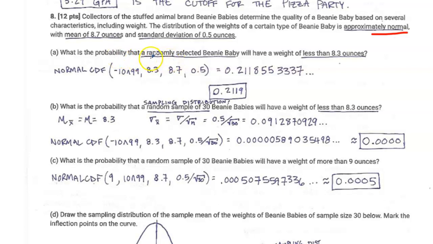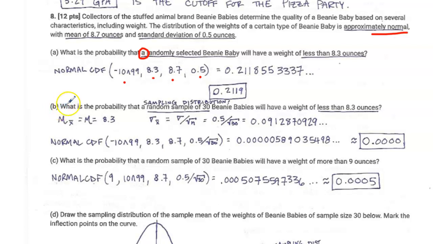Now we're looking for the probability that one randomly selected Beanie Baby will have a weight of less than 8.3 ounces. It's the same as the question before. 8.3 is the value that we're looking at. Negative 10 to the 99th is our lower bound. 8.7, 0.5 are our mean and standard deviation respectively. I got 0.2119 as my probability. I'm supposed to round to the nearest tenths, hundredths, thousandths, 10,000ths.